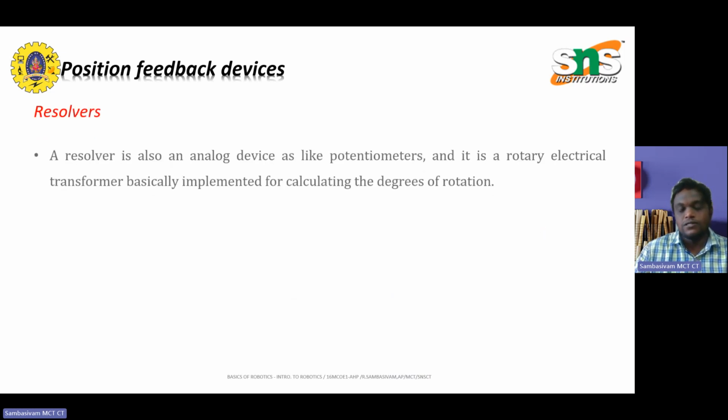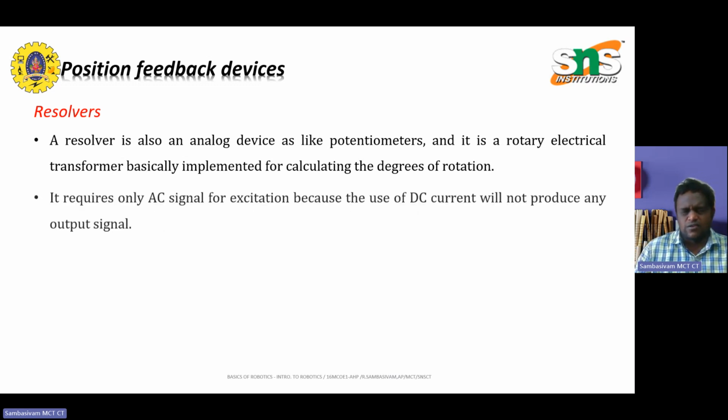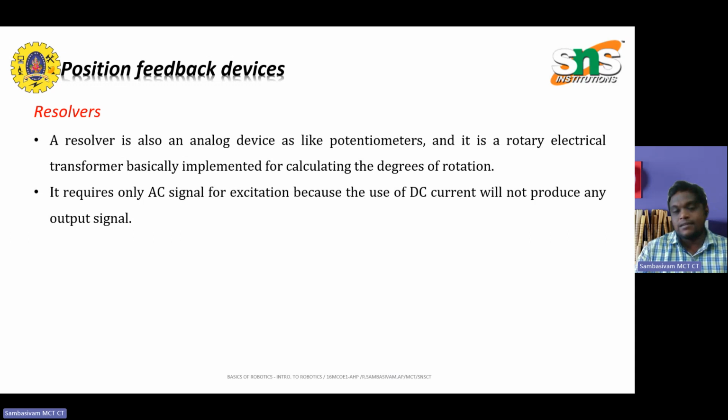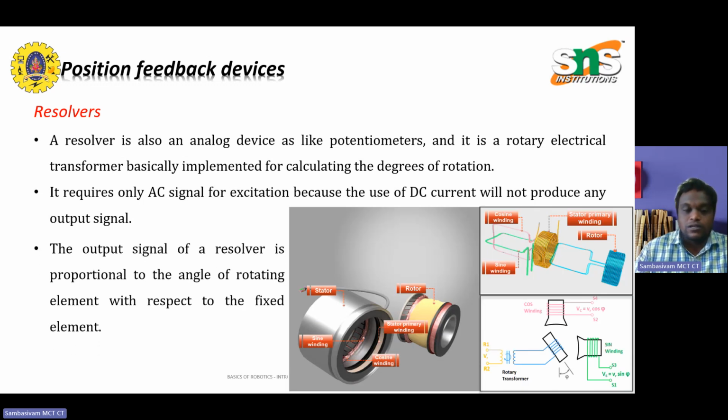Now finally we are moving to resolvers. A resolver is an analog device like a potentiometer, and it is a rotary electrical transformer basically implemented for measuring the degrees of rotation. It requires only an AC signal for excitation, because a DC current will not produce any output signal. So we need only AC excitation. The output signal of the resolver is proportional to the angle of the rotating element with respect to the fixed element.